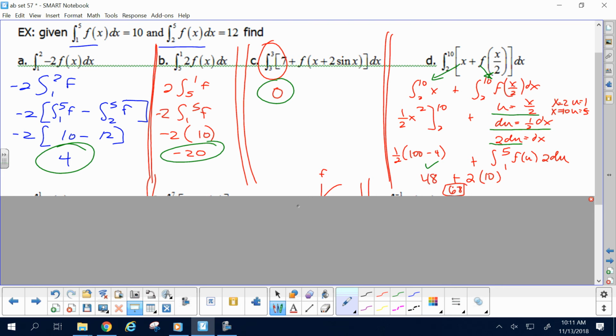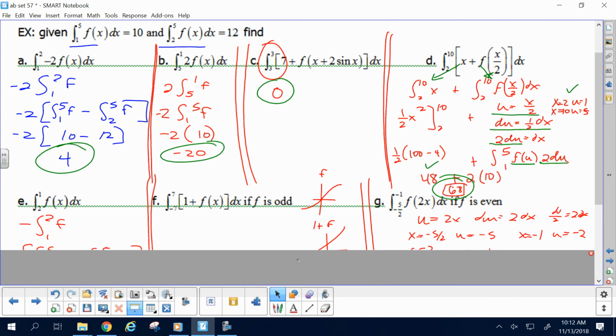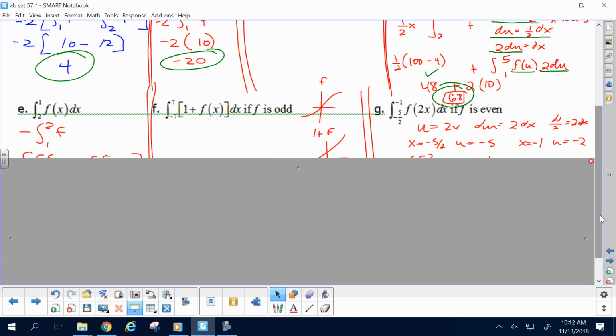So when you go to substitute, it should be f of u times 2 du, not du over 2, du times 2. Understood? Change the limits from x of 2 and 10 to u of 1 and 5. Then it's pretty clean. You have 2 out front, and the integral area you know is 10. So altogether then 68. That was a tough one. Let's go to the next row here. The first one wasn't too bad.